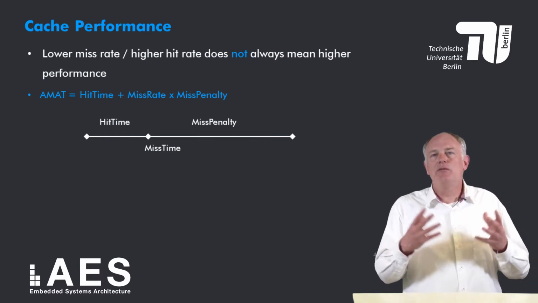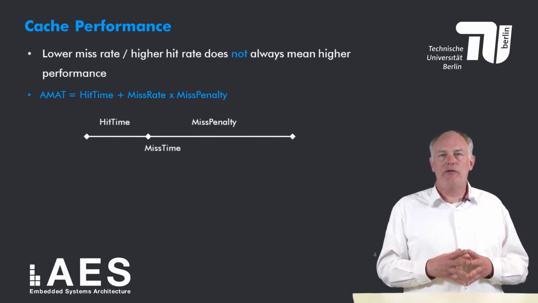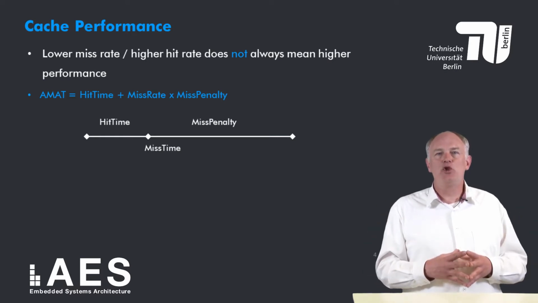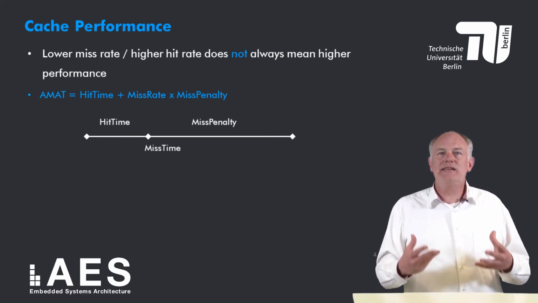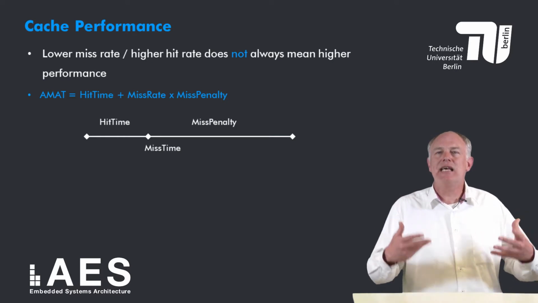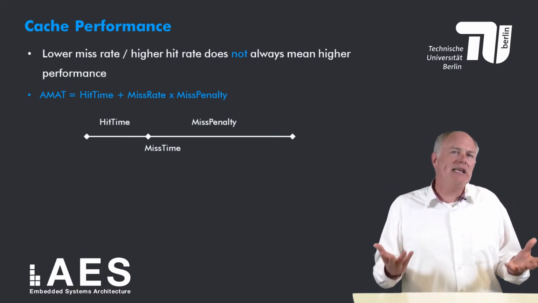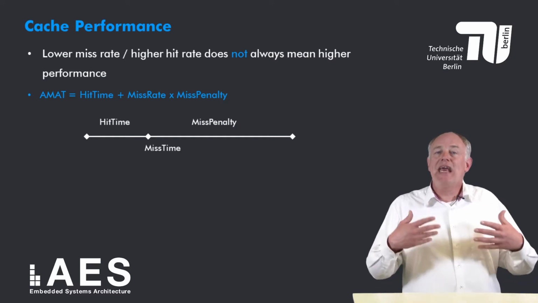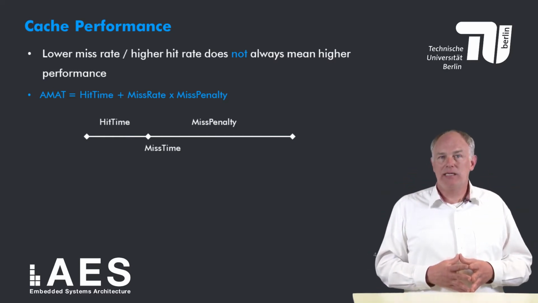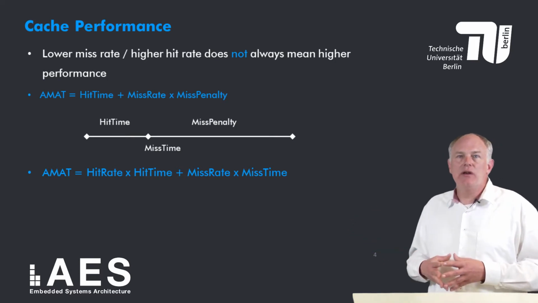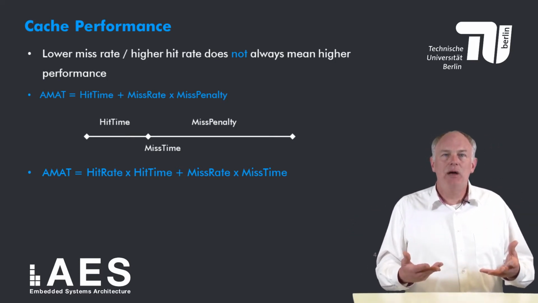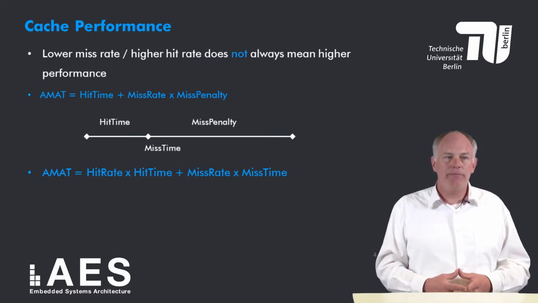Some students are a bit confused when they see the AMAT equation for the first time and think that the hit time should be multiplied with the hit rate. In this figure, I try to illustrate that this is not the case. The hit time is the time a memory access always takes, whether it is a hit or not. The miss penalty is the extra time taken by a miss. So hit time plus the miss penalty equals the miss time. In other words, the AMAT is also given by hit rate times hit time plus miss rate times miss time.